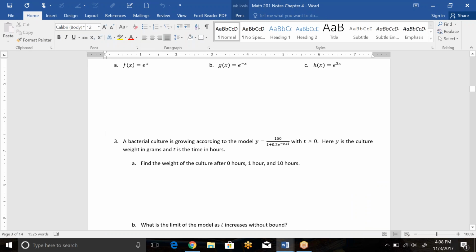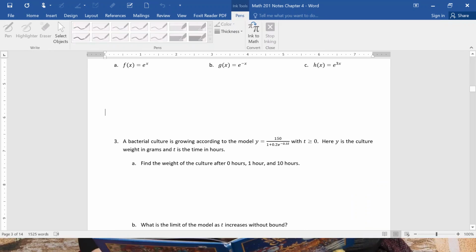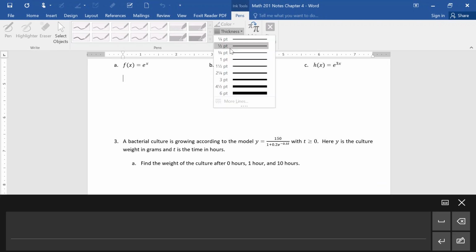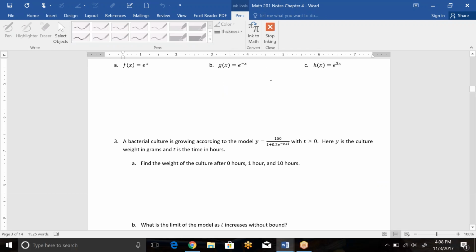So we're doing e to the 3x, graphing that. And to graph that, we'll need to make a table of values. So we'll make an XY chart. And then we'll have -2, -1, 0, and 1 and 2 to plug in.